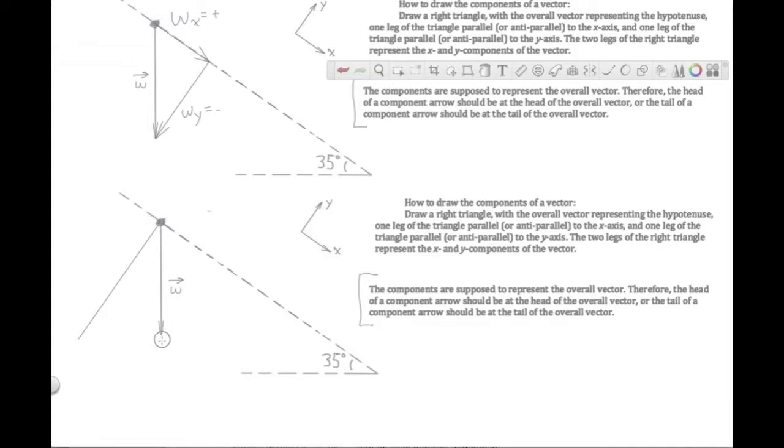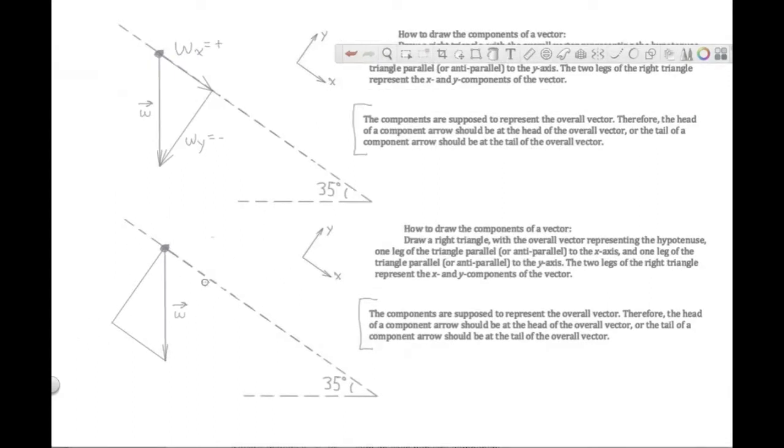And now through the head of the overall vector, I'm going to draw a line that's parallel to the x-axis. Through this point, I'll draw a line parallel to the x-axis. Now I can just clean up the sketch a little bit.